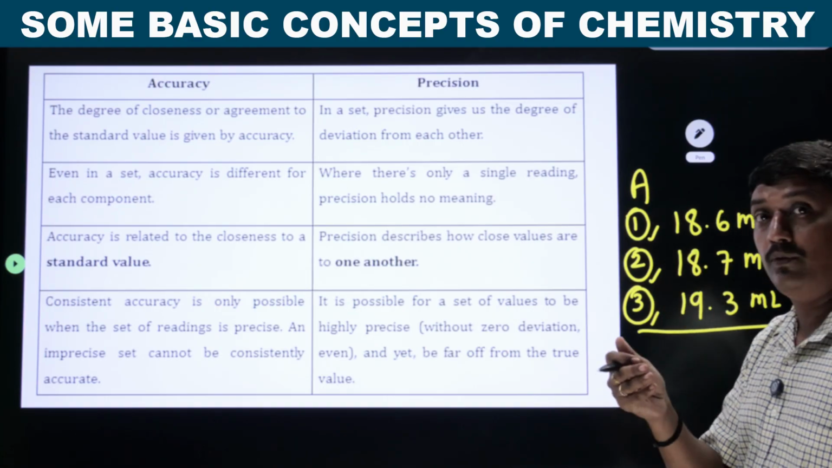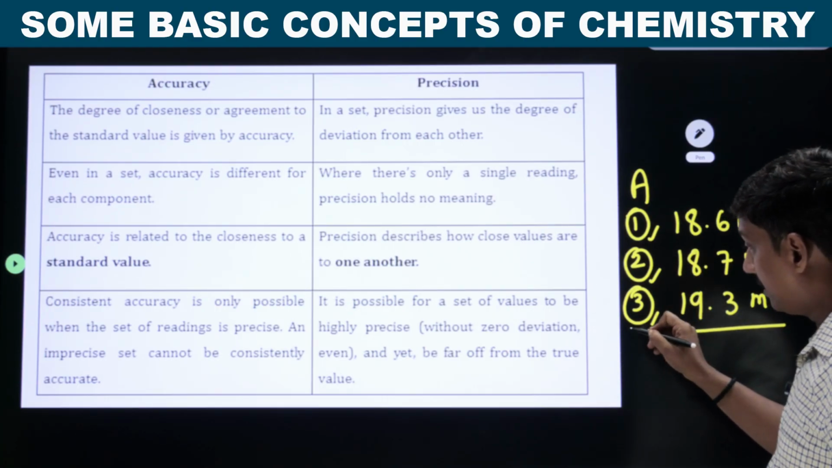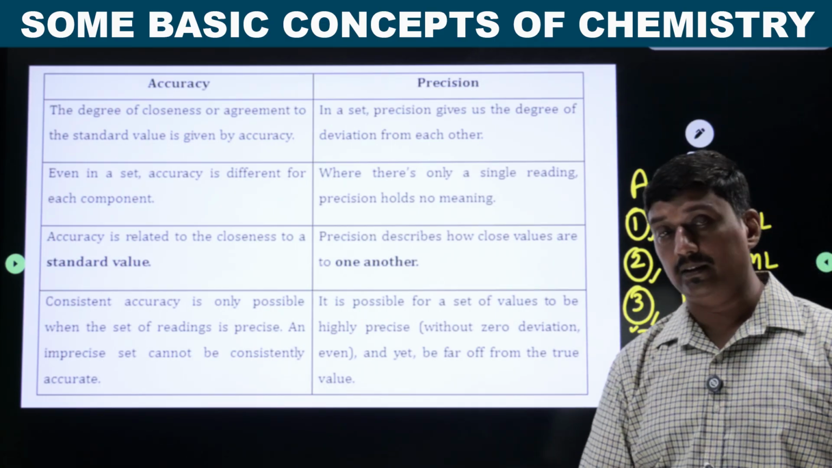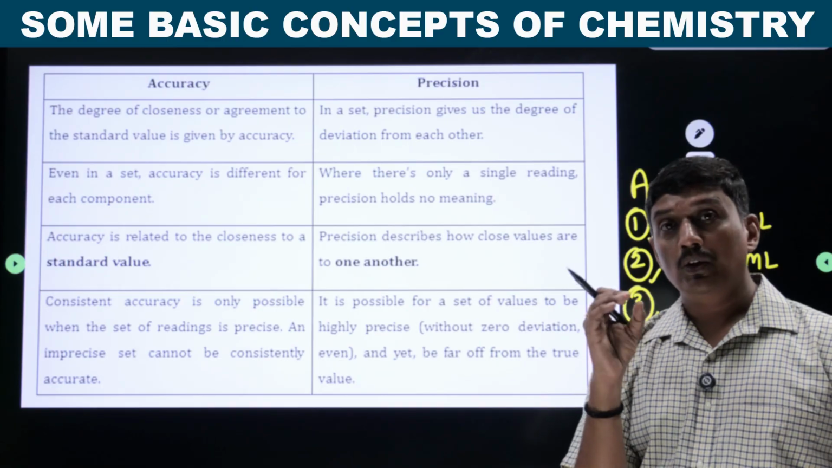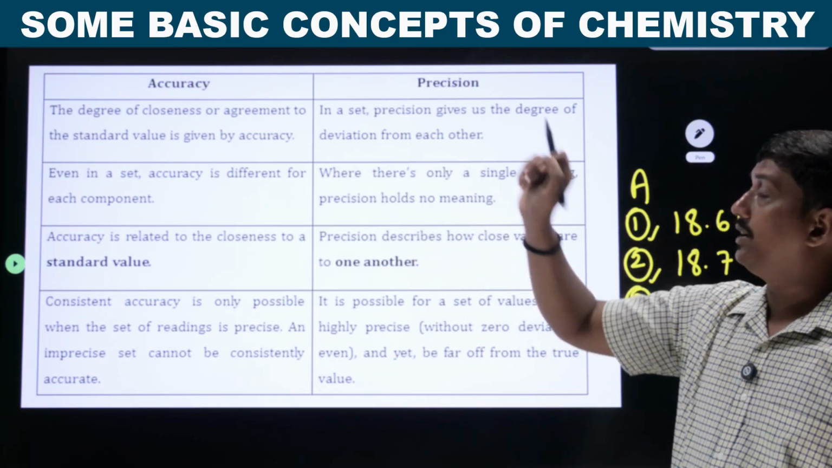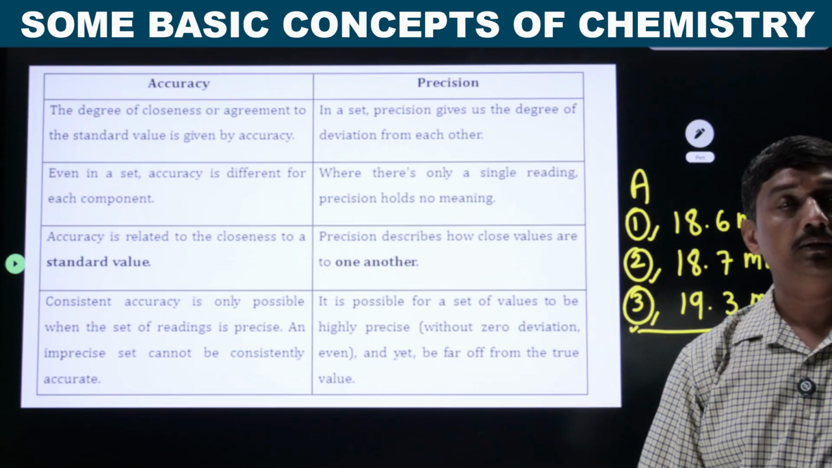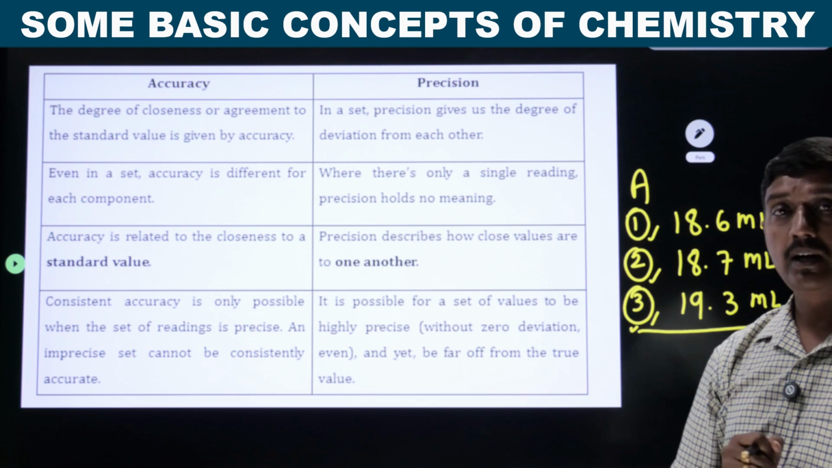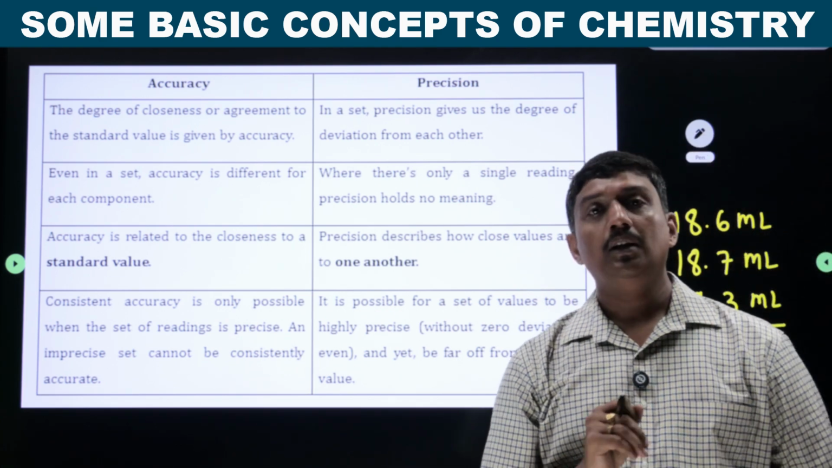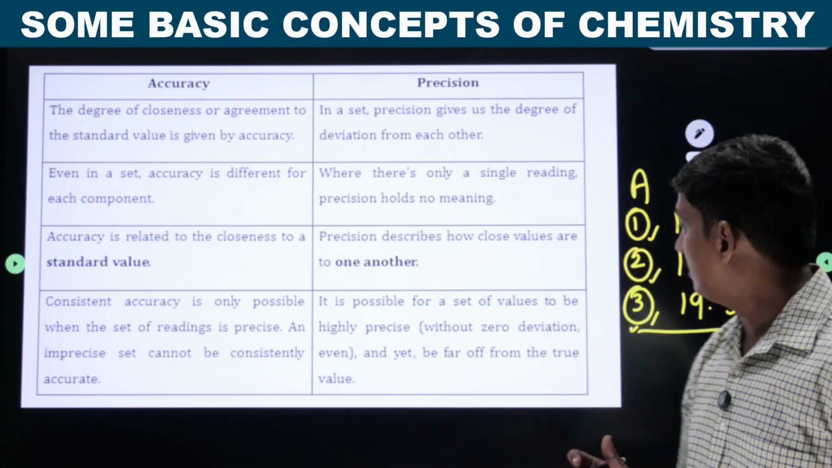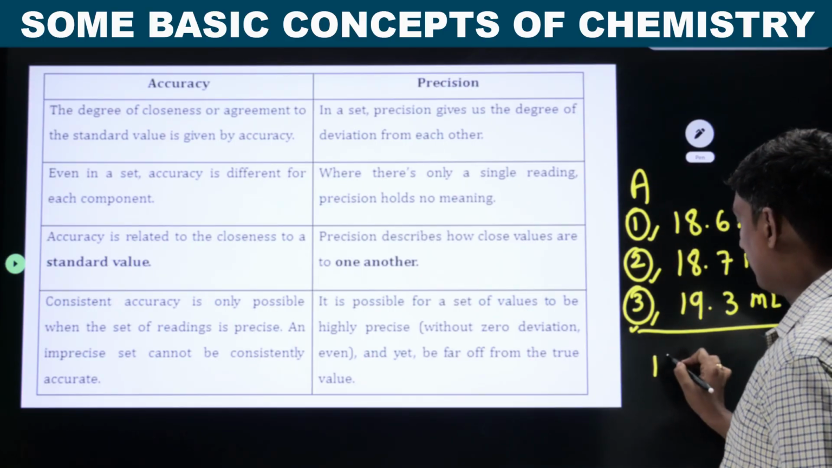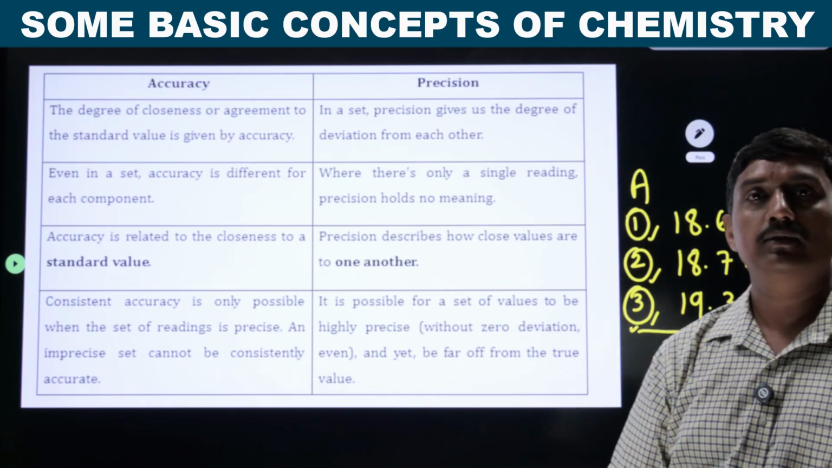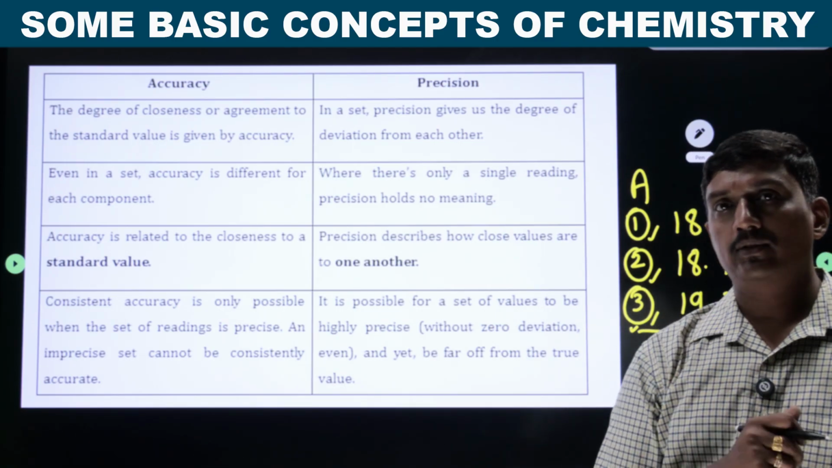Why is he under confusion? He got the third value totally different from the first and second. So accuracy and precision are applicable here. What exactly is the meaning of accuracy and precision? Fine. The student approaches a teacher giving the value 18.6 ml. What do they say?